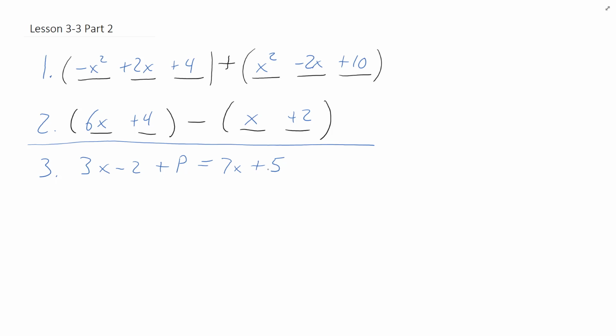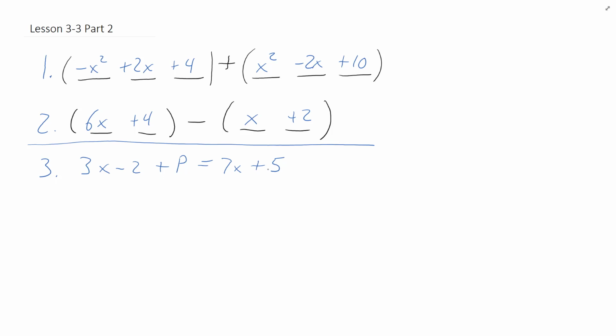If there was something in front of the parentheses, a number or even just a negative sign, we'd have to worry about distributing in order to get rid of the parentheses. But the way these problems are set up, you don't have to. What we're trying to do in each one of these things is solve the equation for the capital P.